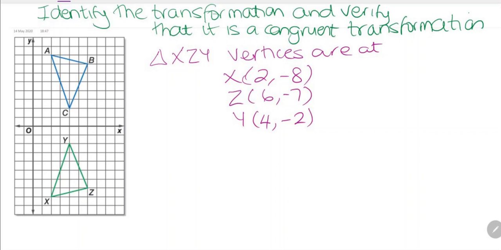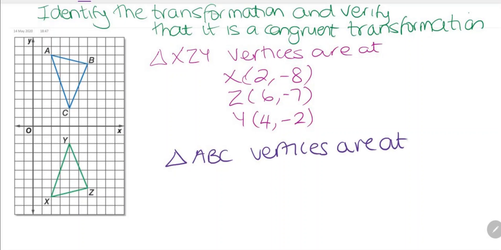And then we have a second triangle, which is triangle ABC. And this has vertices at A (2, 8), B (6, 7), and C (4, 2).